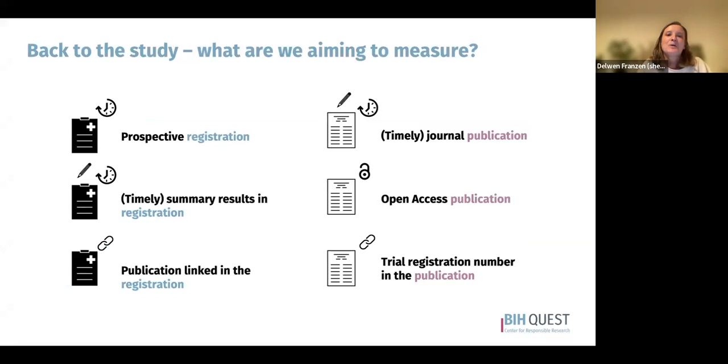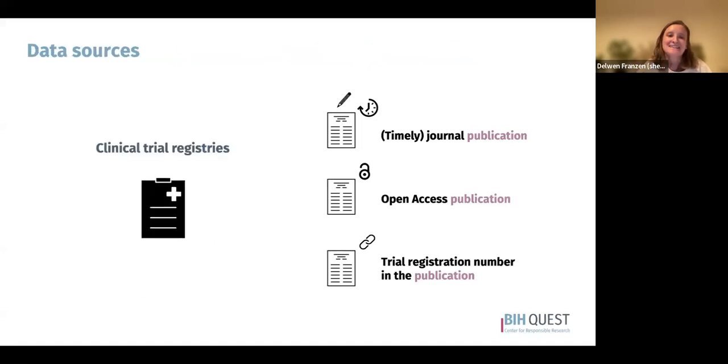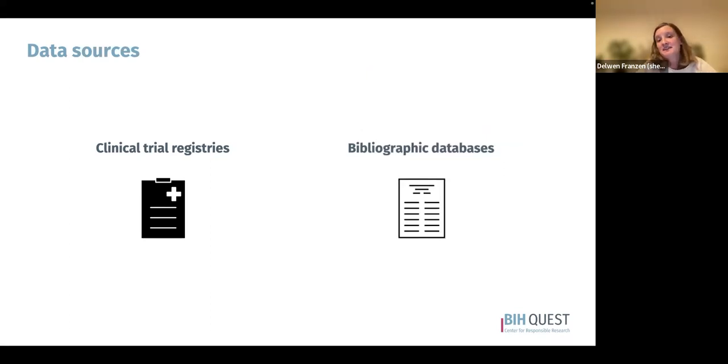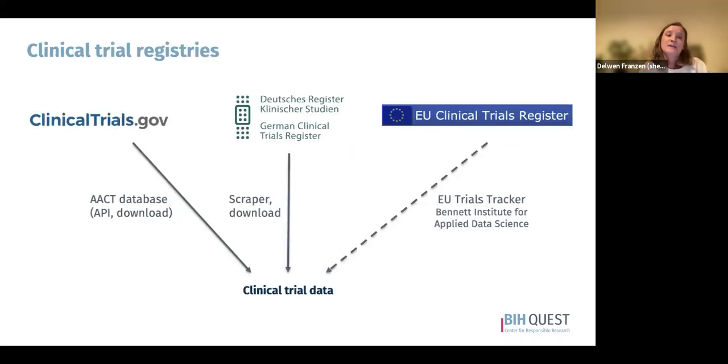So back to the study, what were we aiming to measure? I gave you an outline of the different practices that we have. And so which data sources did we need for this? Well, I already gave a hint by color coding some of the words. On the left, you see in blue, the word registration is hinted at. So of course, clinical trial registries were an important source for us to get to registration data. And for the publication data, bibliographic databases were really crucial. So these are our two main data sources in the project.